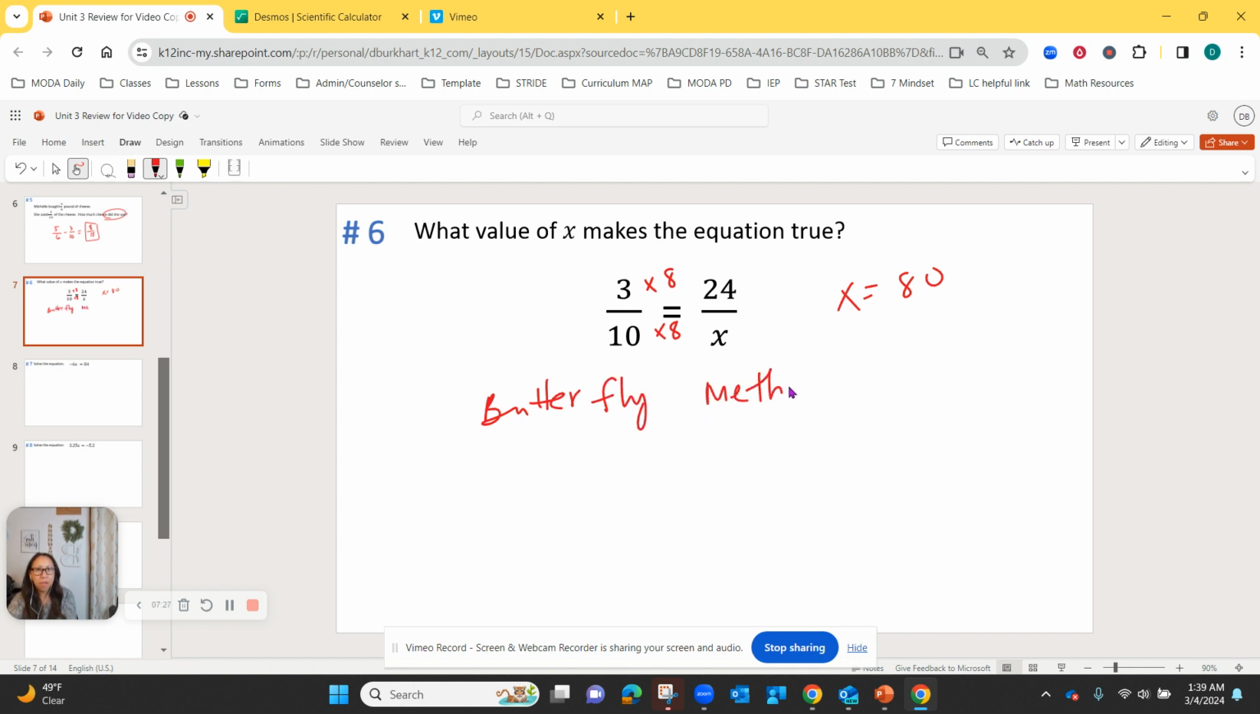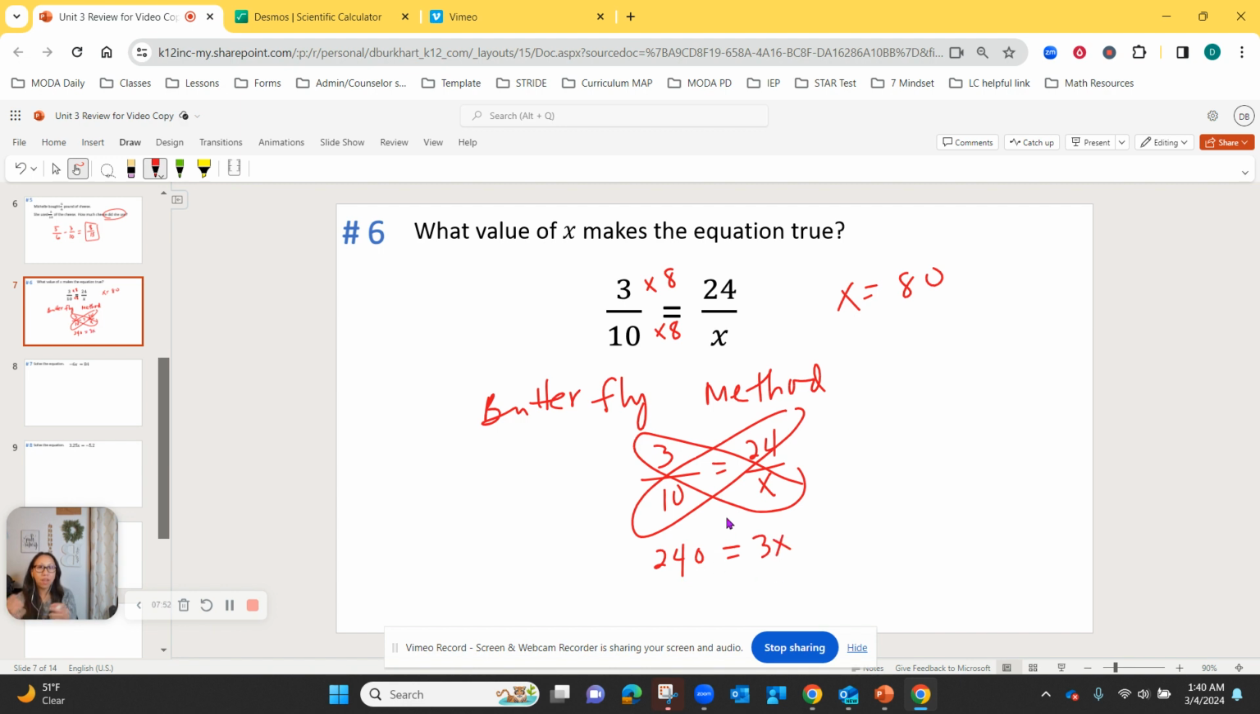So the butterfly method here is actually you are multiplying, you do the cross multiplication. So you multiply the 10 and the 24 and then the 3 and the x. So 10 times 24, you'll get 240, okay, is equal to 3 times x, you get 3x.